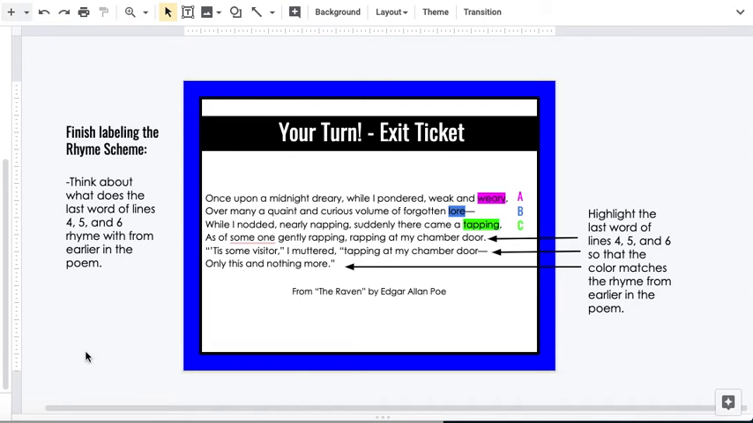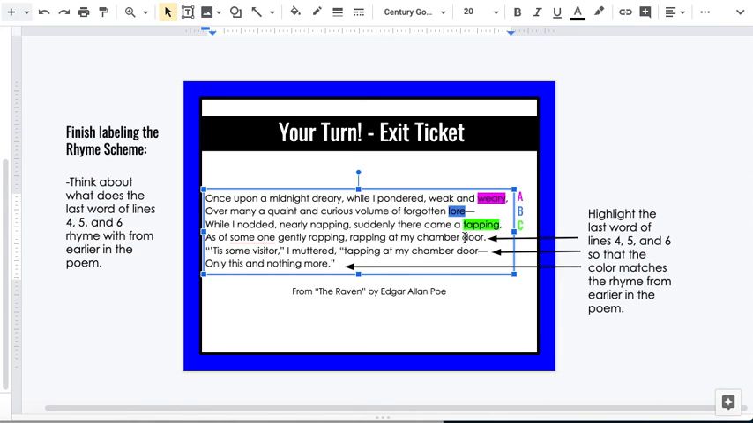So you're going to finish labeling the rhyme scheme. Think about what does the last word of lines 4, 5, and 6 rhyme with from earlier in the poem? Do they rhyme with weary, lore, or tapping? Highlight the last word of lines 4, 5, and 6 so that the color matches the rhyme from earlier in the poem. Now, here's how you do that.